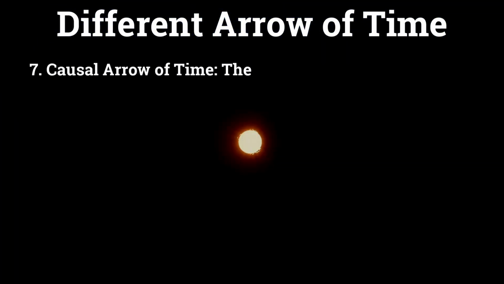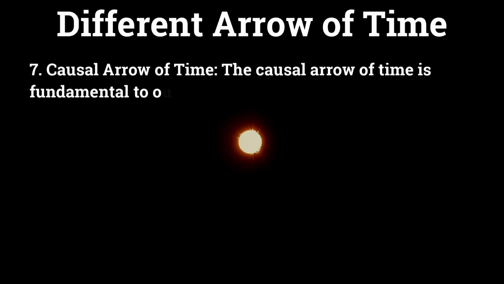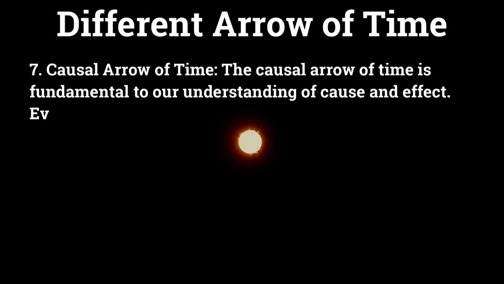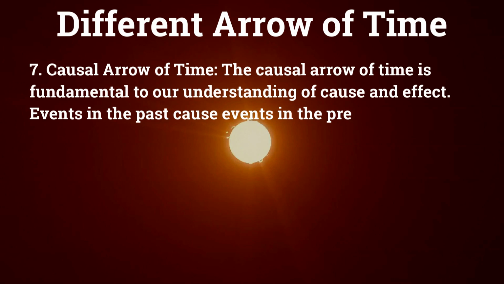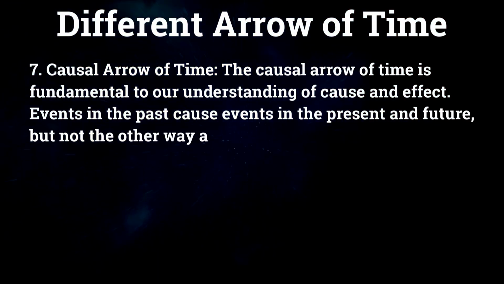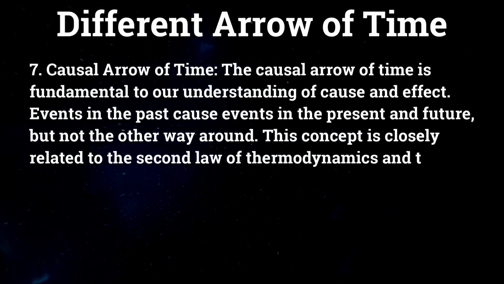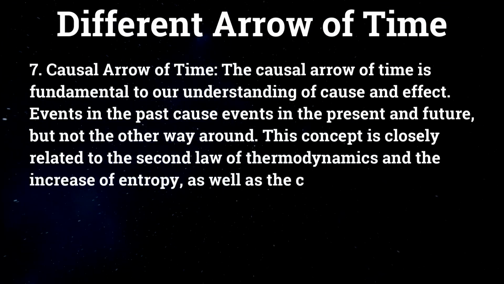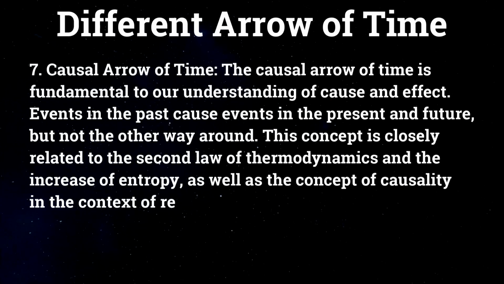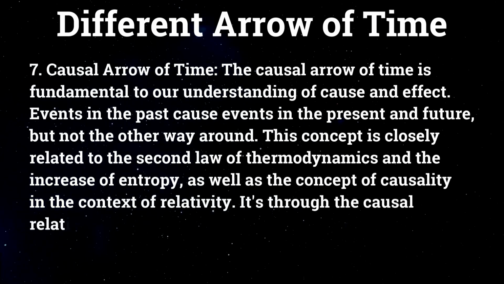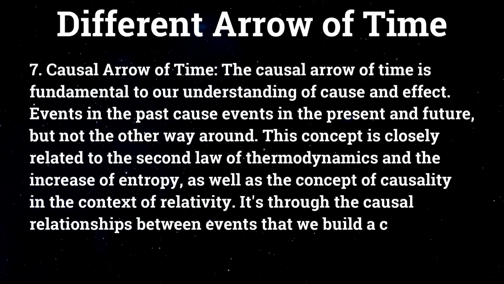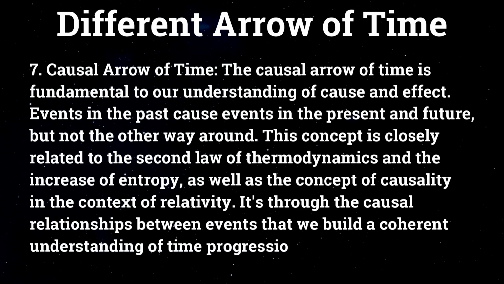Causal arrow of time. The causal arrow of time is fundamental to our understanding of cause and effect. Events in the past cause events in the present and future, but not the other way around. This concept is closely related to the second law of thermodynamics and the increase of entropy, as well as the concept of causality in the context of relativity. It's through the causal relationships between events that we build a coherent understanding of time progression.